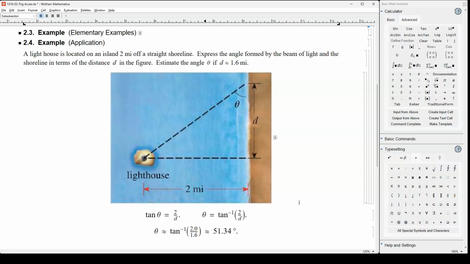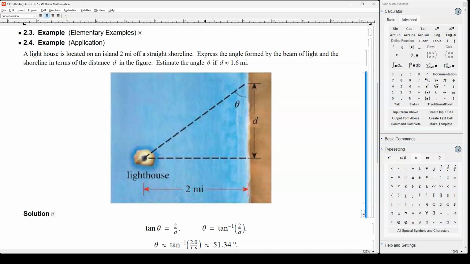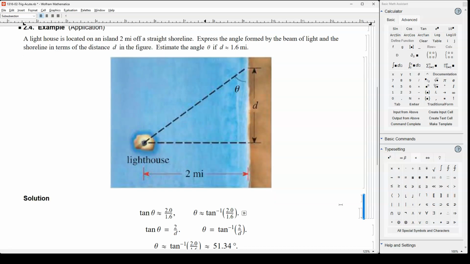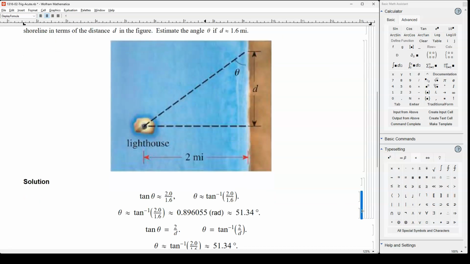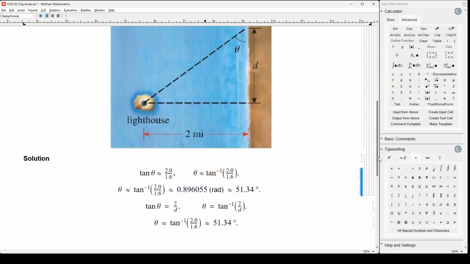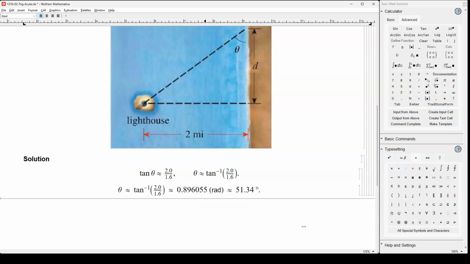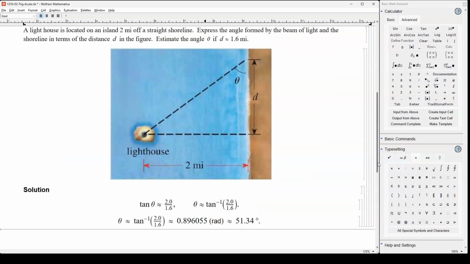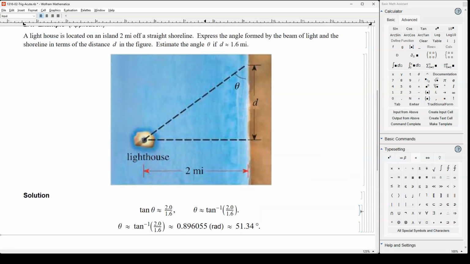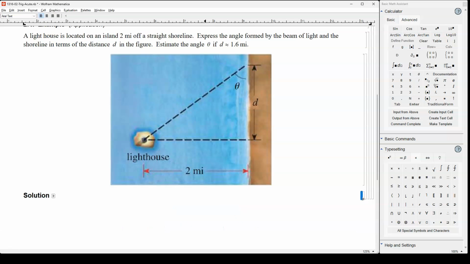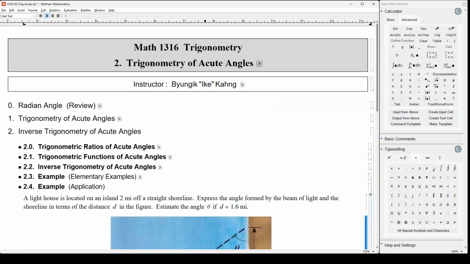And then the key question is the same. Do we know the hypotenuse? If you don't, use tangent. Let's open up this cell and then let's check the answer. Yeah, inverse tangent of 2 over 1.6, so approximately speaking, 51.34 degrees. That'll conclude lesson 2.